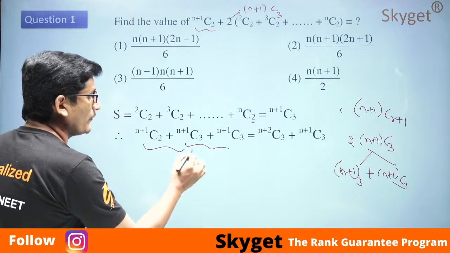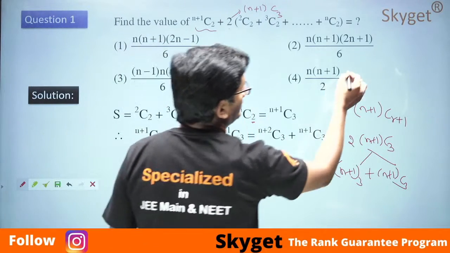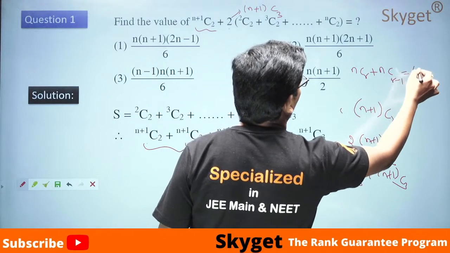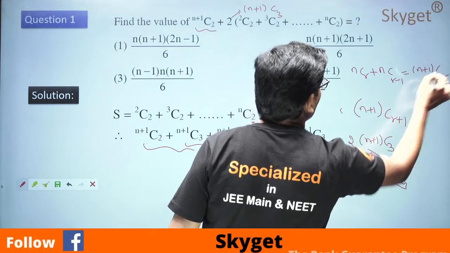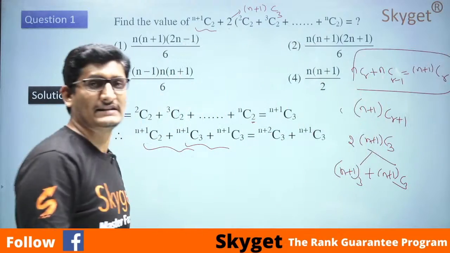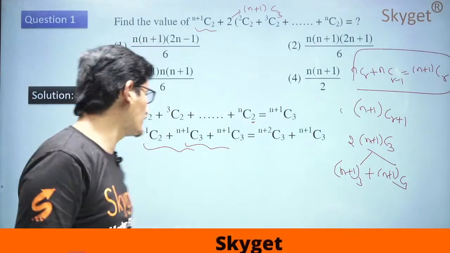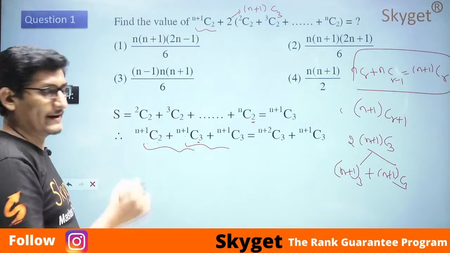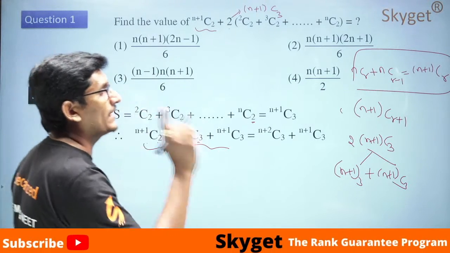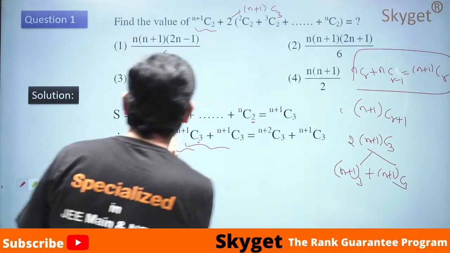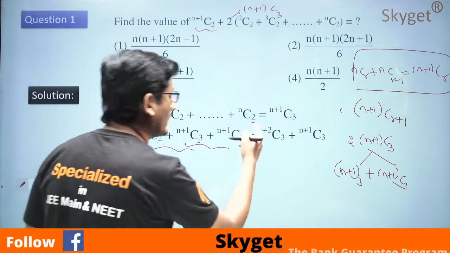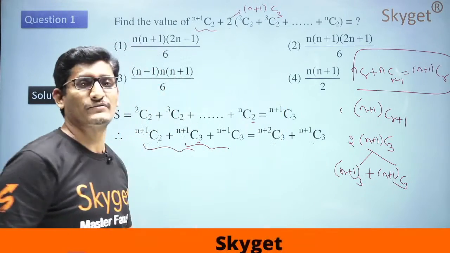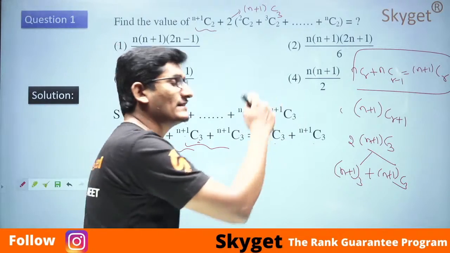After that, use the formula nCr plus nCr minus 1, that is equal to what? n plus 1 Cr. This formula we have to use here. nCr plus nCr minus 1 is equal to n plus 1 Cr. So here the r value is 3, nC3 plus nC2. That is equal to n plus 1 C3. Here n plus 1 is already there, so n plus 1 becomes n plus 2, r value 3. So n plus 2 C3 plus n plus 1 C3.